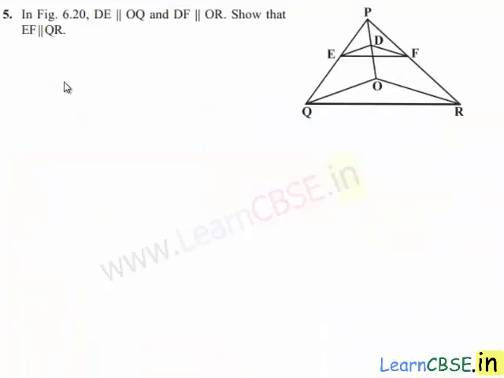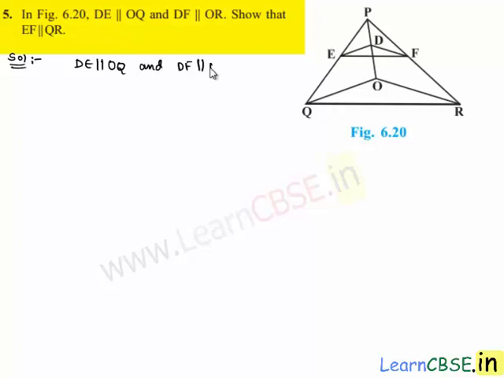Now moving on to the fifth question. In figure 6.20, DE is parallel to OQ and DF is parallel to OR. Show that EF is parallel to QR. Now moving on to the solution. He has given that DE is parallel to OQ and DF is parallel to OR.